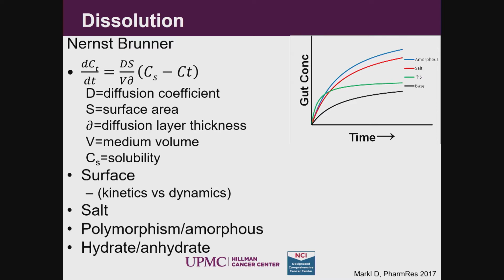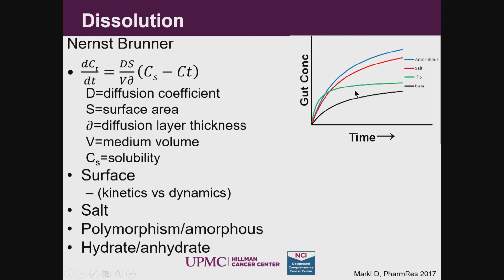If you now take this same chemical compound, the base, formulated as the base, but you decrease the particle size and thereby increase the surface area that is available, then you will get to the same final concentration, but you'll get there quicker. And so this is the difference between kinetics and dynamics. Thermodynamically, the solubility hasn't changed, but kinetically, you get there sooner.